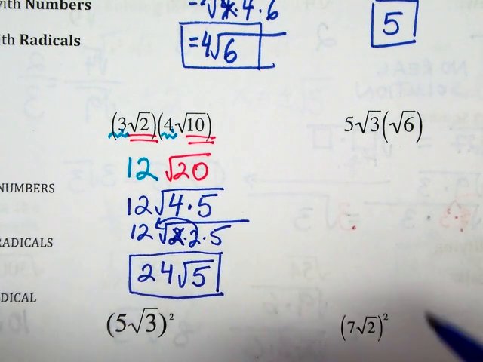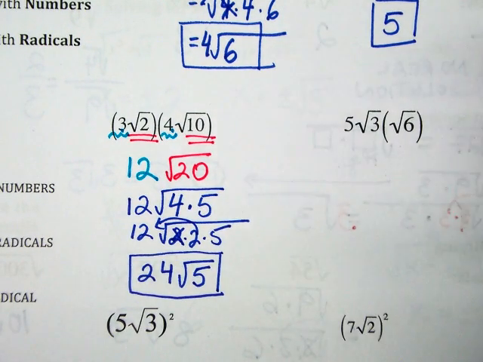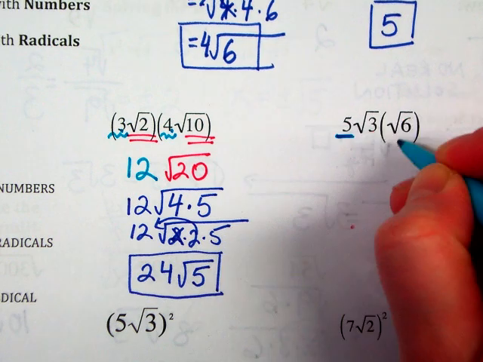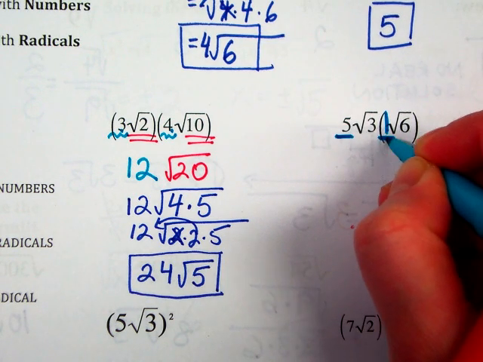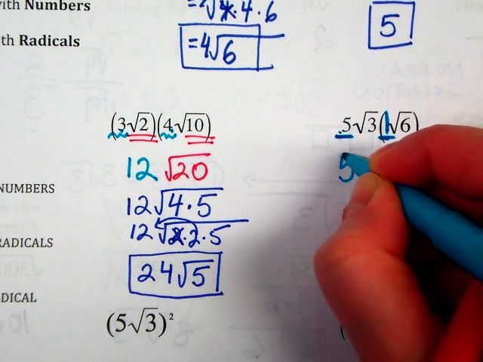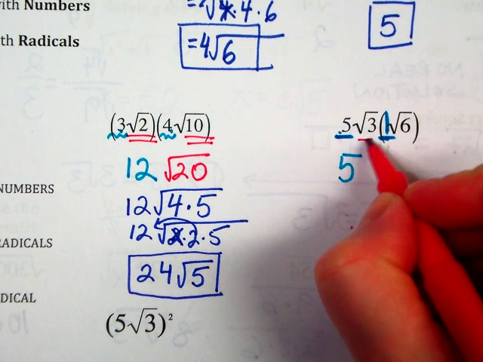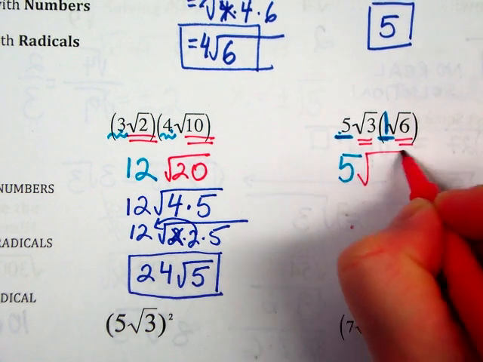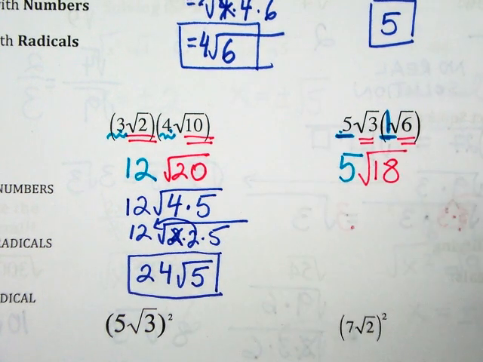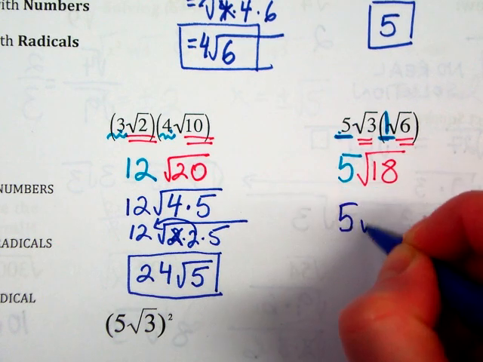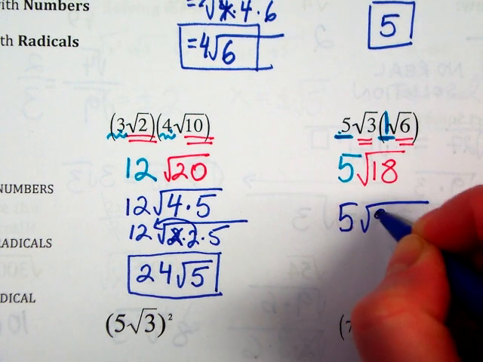Next one, we're going to multiply numbers with numbers. So that's 5 times, if there's nothing there, that's like 1. 5 times 1 is 5. Square root of 3 times square root of 6 is square root of 18. Now we do what we did before. Find the biggest perfect square for 18. That's 9 times 2.